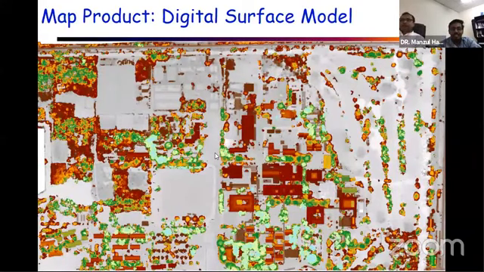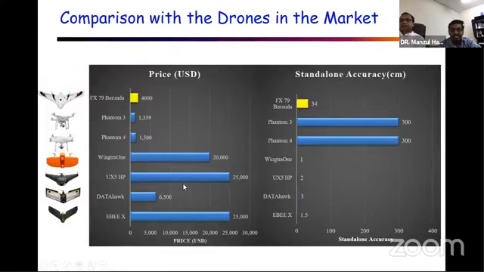And this is the elevation model, the digital surface model, created using the images we captured. Next slide, please. And here is a quick comparison of the features of the custom-made drone compared to the other drones.